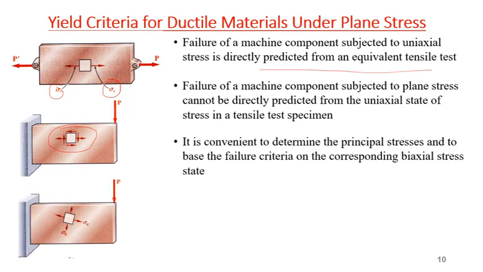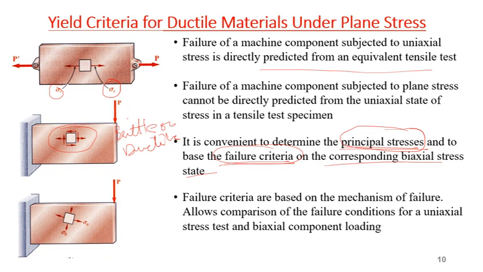So it's convenient to determine principal stresses. Now, again, why are we calculating principal stresses? Because we have to predict the yield criteria and we need the principal stresses. Based on the failure criteria, depending on the material, whether we have brittle material or ductile material, we will use these principal stresses for the corresponding state of stress for the failure criteria. Again, we must know what the principal stresses are.